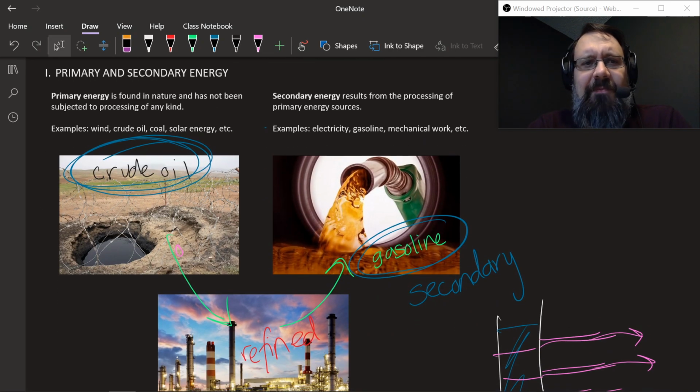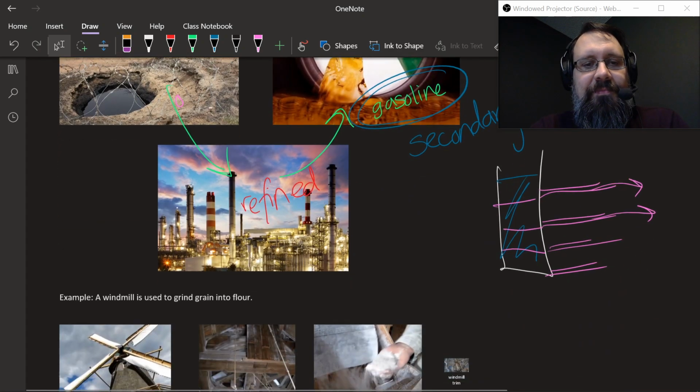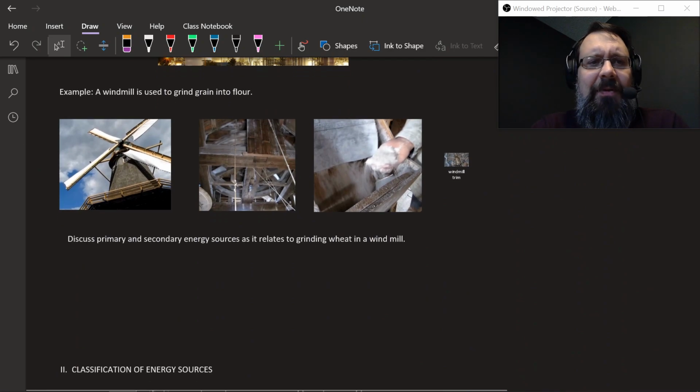So that's pretty basic stuff, right? Primary energy is what you find in nature. It hasn't been exploited yet, and secondary energy has been exploited. Humans have processed it in some way and altered it. So here's an example: a windmill is used to grind grain into flour.